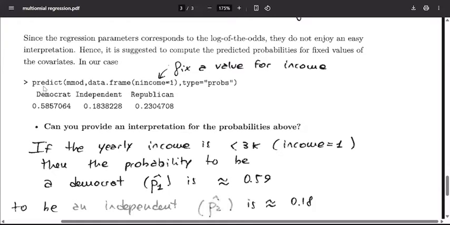Now you're going to use a predict function. Use mmod, don't forget, that's what you used to fit your model.